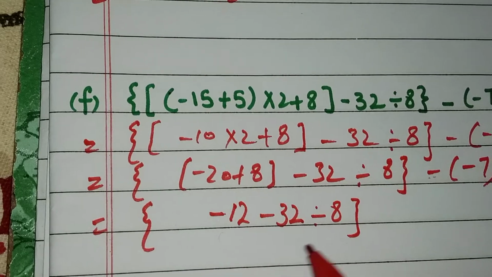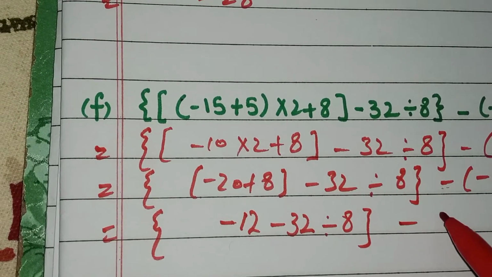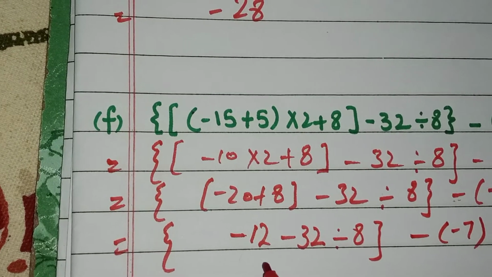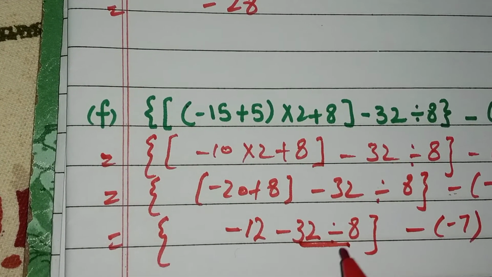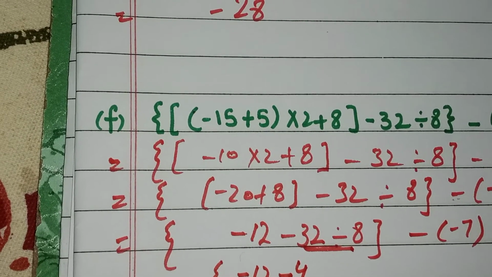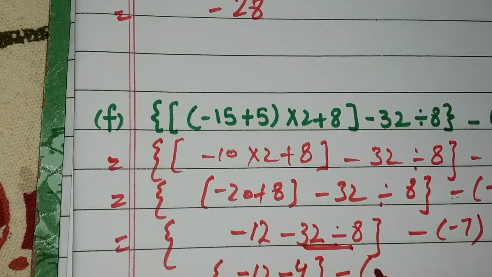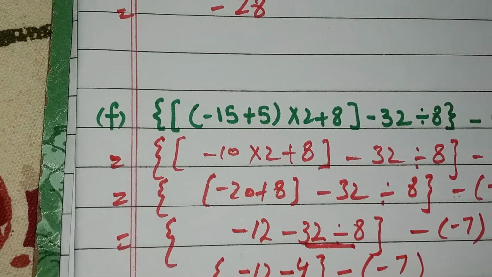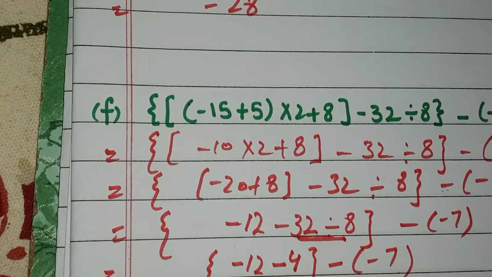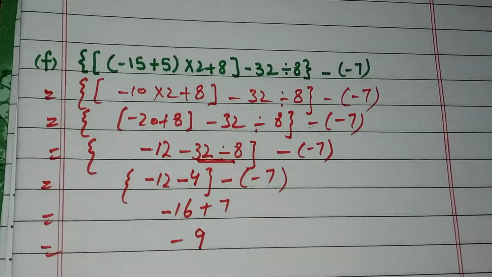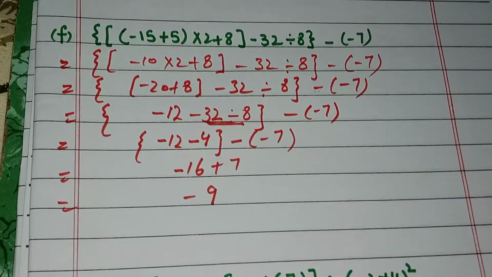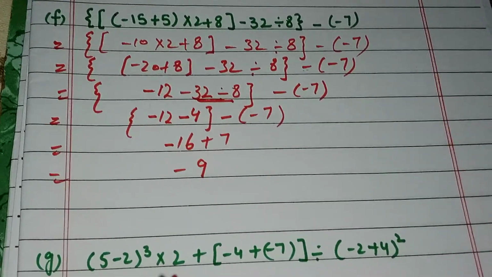Now I have, first I divide these numbers and receive minus 12 minus 4, and then minus 16 minus plus 7, I receive minus 9. I teach you this question step by step so you easily understand the method and solve questions very easily, student.